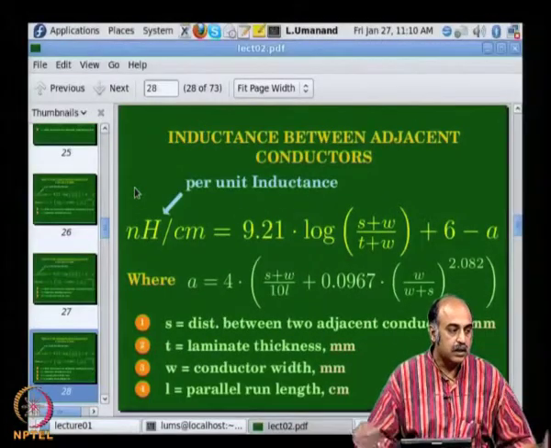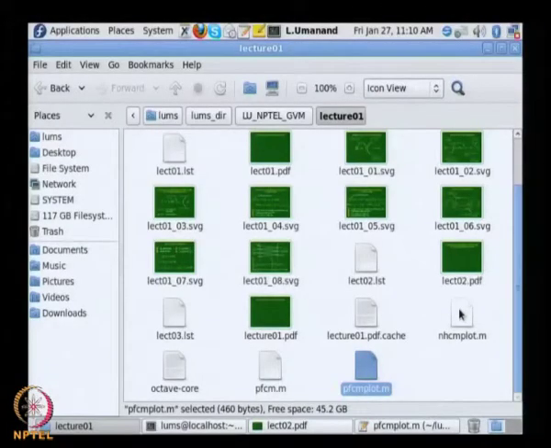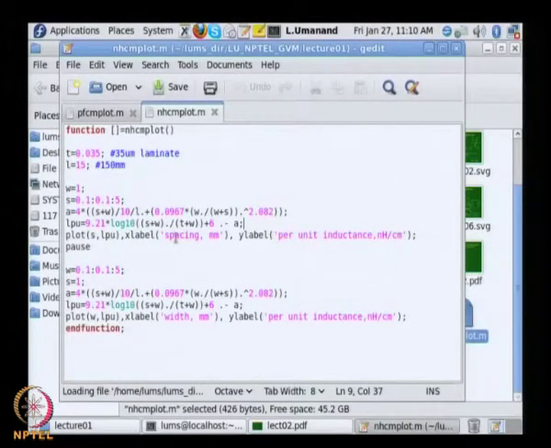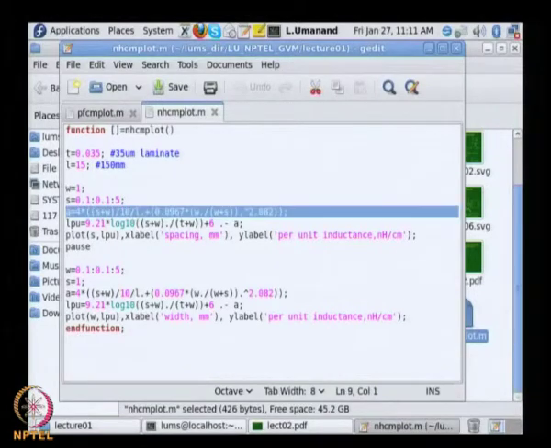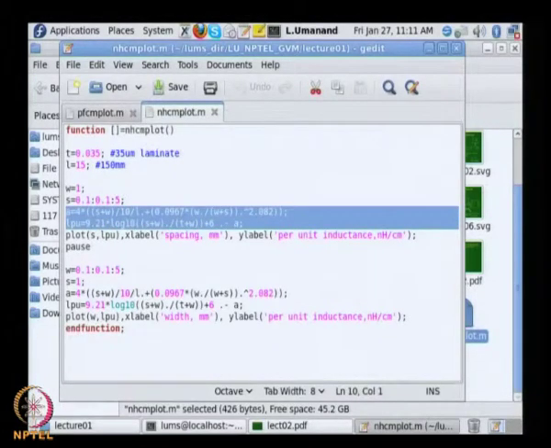So, just like we did for the capacitance, I have here for you another function called nano Henry NHCM plot, wherein we want to see what is the nomograph, or how does the nano Henry per centimeter vary with the spacing between the conductors and the width of the conductors. Just like before, I have put in the equations for the inductance per unit length here.